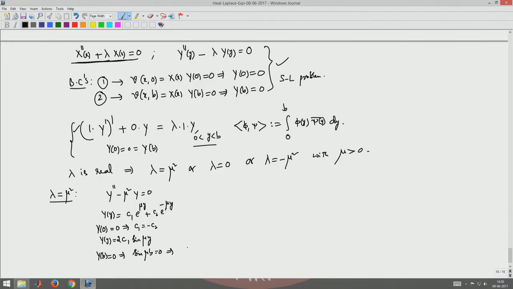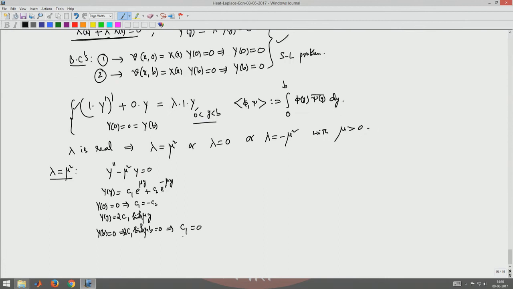So this is sin hyperbolic mu b into 2 c1 has to be 0. That implies c1 has to be 0, because sin hyperbolic cannot be 0 for mu positive, b positive. So c1 is 0. So this implies y of y is completely 0 for every y belonging to 0 to b. So this implies lambda equal to mu square is not an eigenvalue.